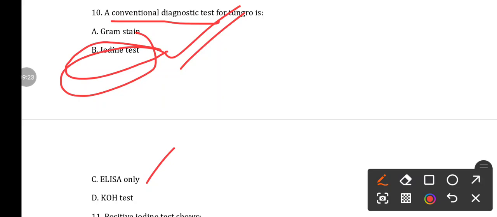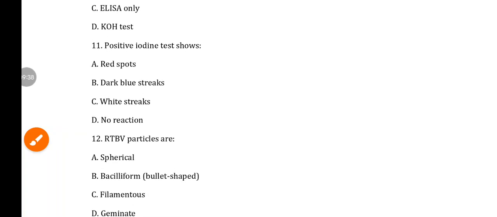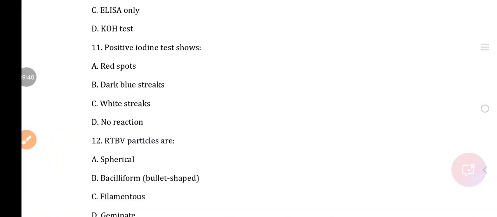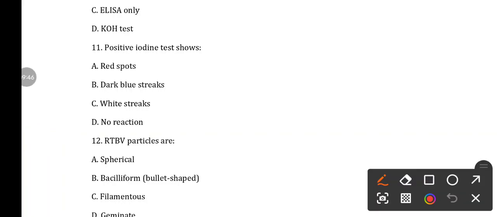So ultimately, this is a starch test. If it is Tungro positive, then it will discolor, meaning some bluish color will form. Okay. So the same question is given here. Question number 11. Positive iodine test shows what color of discoloration will appear? I have already told, dark blue streaks. So when we dip the leaf infected with Rice Tungro virus in an iodine solution, it will produce dark blue streaks.